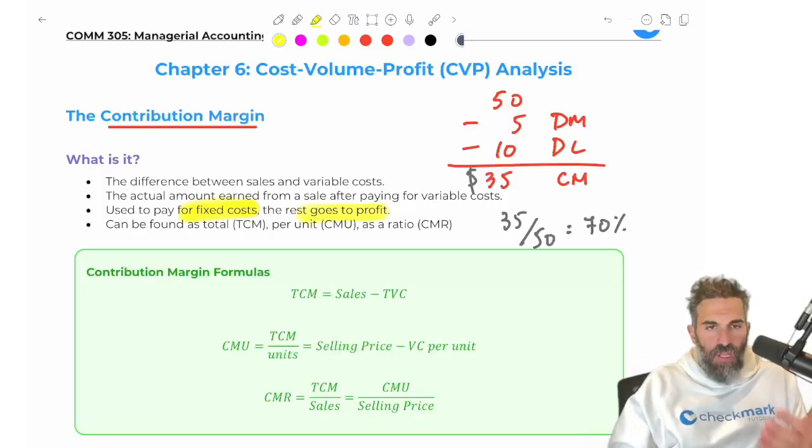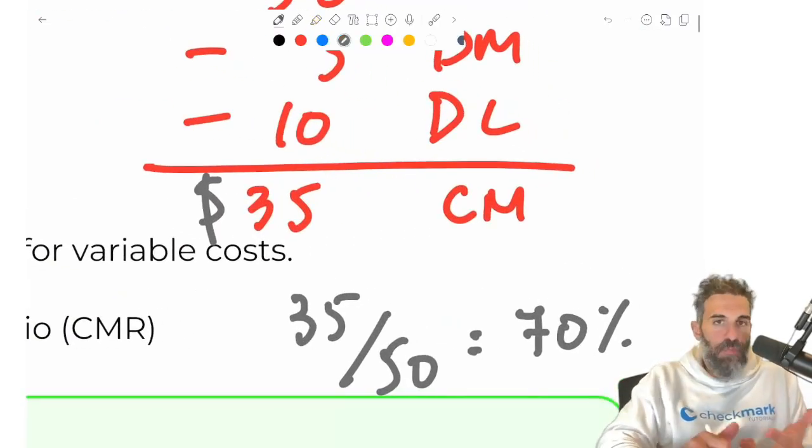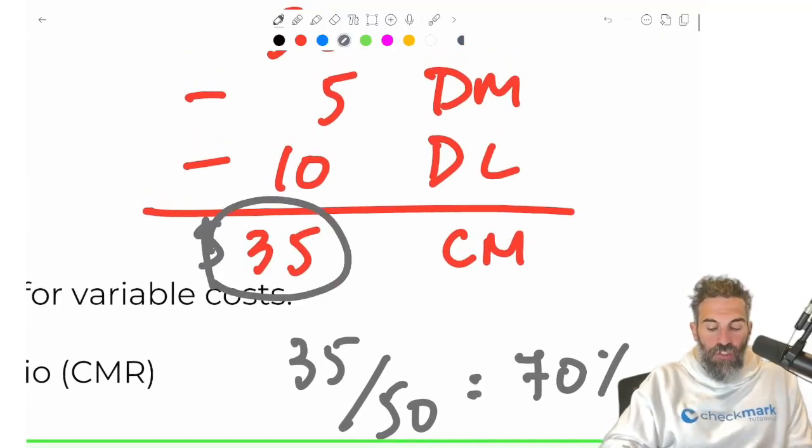We're ignoring taxes for now, but the point is your contribution margin, once all of your fixed costs have been paid. Let's say my rent is paid, everything is paid that month. Every single t-shirt I sell, I get $35 directly into my profit.